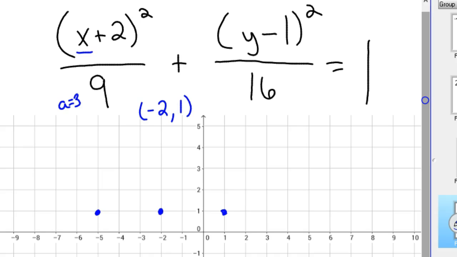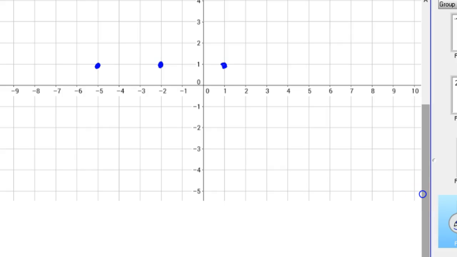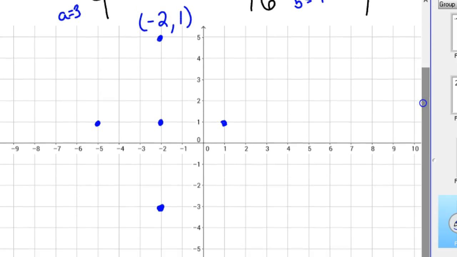My vertices along the Y, since it's underneath the Y, B would be 4 in this case. So we're going to go up and down 4. 1, 2, 3, 4. And so let me go down 4. 1, 2, 3, 4. And so my major and minor axis are up and down instead of left and right in this case. And so I'm just going to rough sketch this. It doesn't have to be nice. We're just getting a general look of this thing.